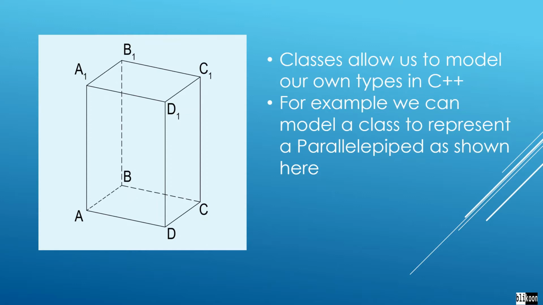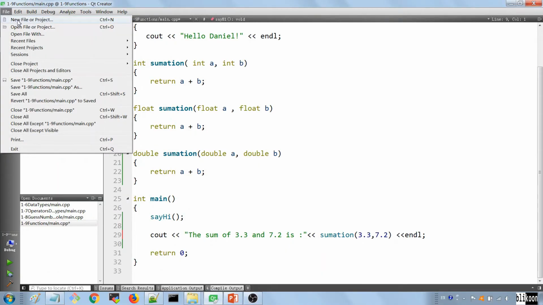And this is what classes are about in C++ and really in any programming language. Classes allow us to model our own C++ types or our own objects that we can work with in our programs. So now that you have an idea of what we are targeting, let's head to Qt Creator and start building this thing. Okay, here we are in Qt Creator.